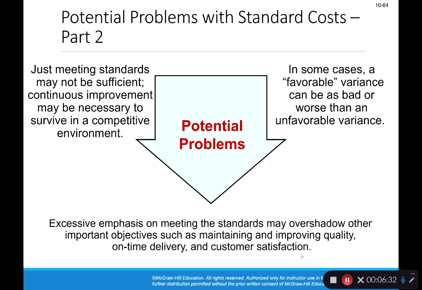Some additional issues: just meeting standards may not be sufficient. We want to continuously improve and make our business better. In some cases, a favorable variance can be bad or worse than an unfavorable variance, because we could have a really great favorable price variance because we hired unskilled workers, as an example. Well, that's not a good thing, is it? And excessive emphasis on meeting standards may overshadow other important objectives like maintaining quality, on-time delivery, or customer satisfaction. So if we focus just on meeting quotas, we could lose sight of the big picture. That's all that means.